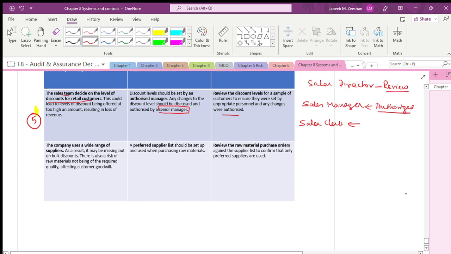Any director, sales director, purchase director, whoever is there, will only review. That's all. He is not going to decide; he just signs on the things. But who will take it into consideration? The sales manager. What does it say? The sales team is deciding the level of discount. See the thing. Now you can understand.